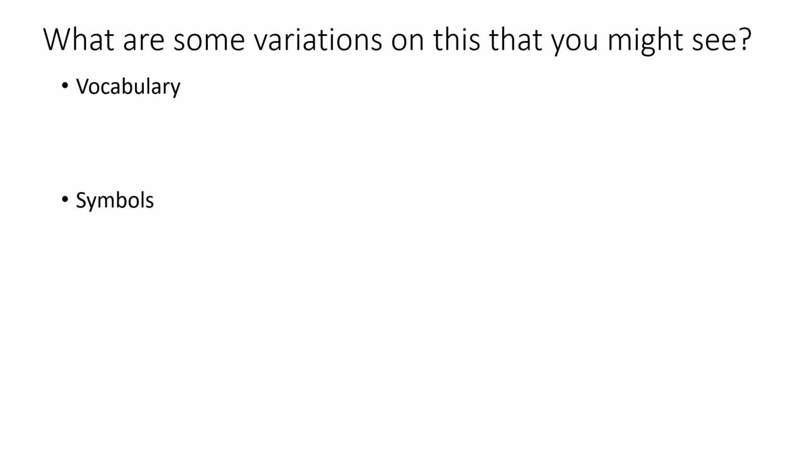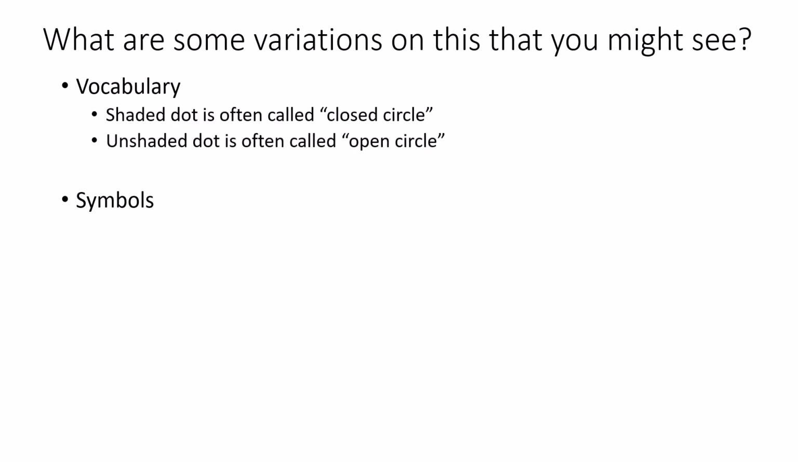So what are some variations that you might see on this? A shaded dot is often called a closed circle. So instead of shaded or unshaded or colored or uncolored, you'll see the word closed. And an unshaded dot is often called an open circle. So just so you'll know, you may see closed and open. Open is kind of visual, like the inside is open, as opposed to closed, like it's shaded in.